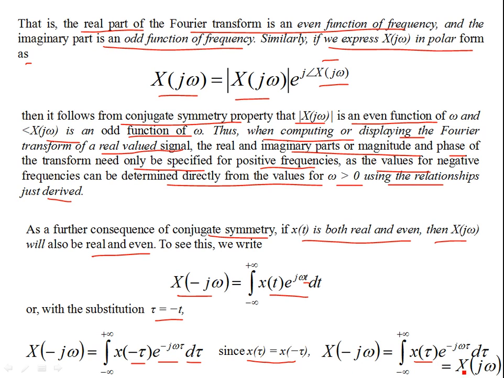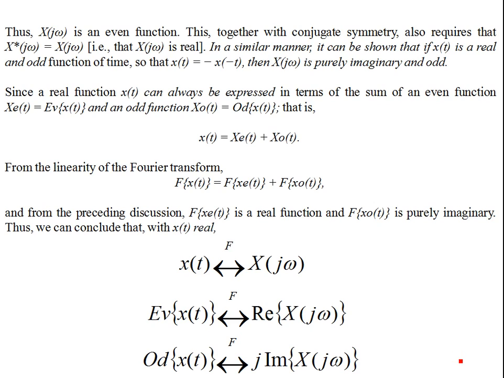This is the Fourier transform of x(t), X(jω). So X(jω) and X(-jω) are equal. That means that the Fourier transform is also real and even. So X(jω) is equal to X(-jω), these two quantities are equal. Thus X(jω) is an even function.